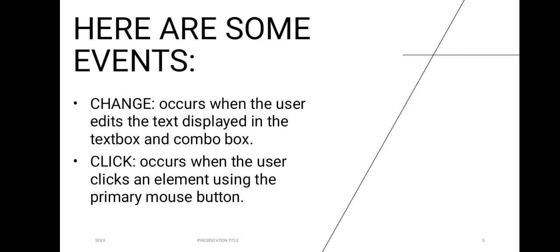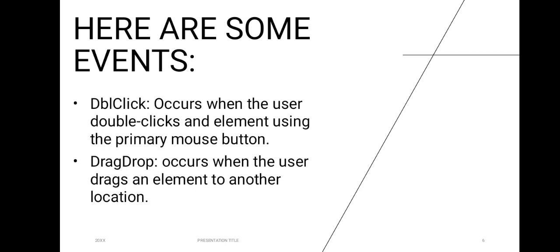Now, we are diving into the different kinds of events. These are the classifications of events and their corresponding purposes. The first one is change. Change occurs when the user edits the text displayed in a text box and combo box. The second event is click. It occurs when the user clicks an element using the primary mouse button. Double click occurs when the user double clicks an element using the primary mouse button.